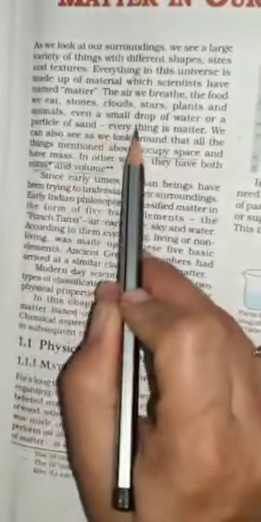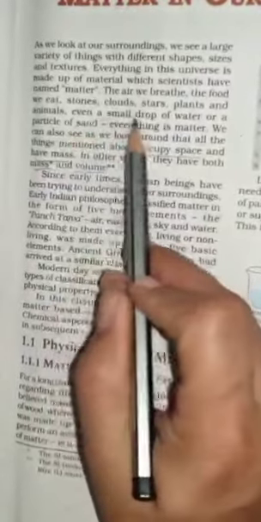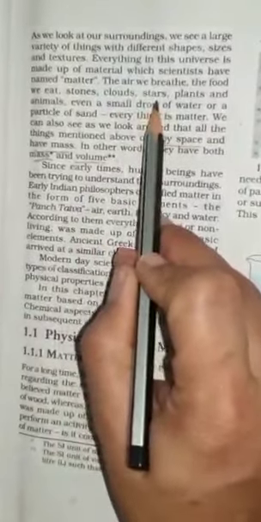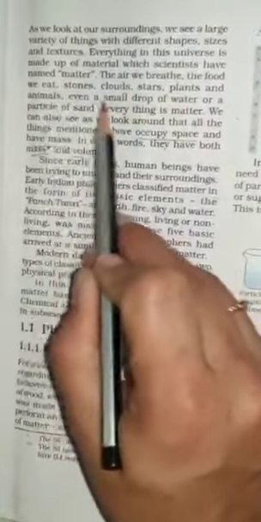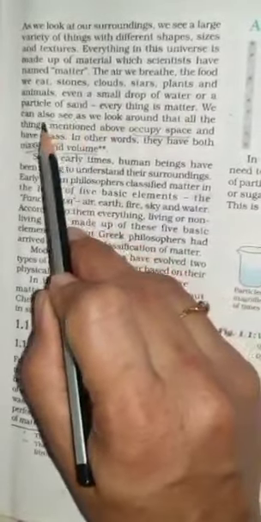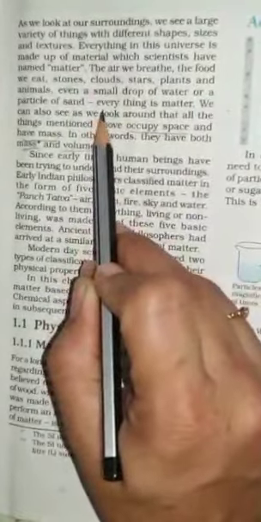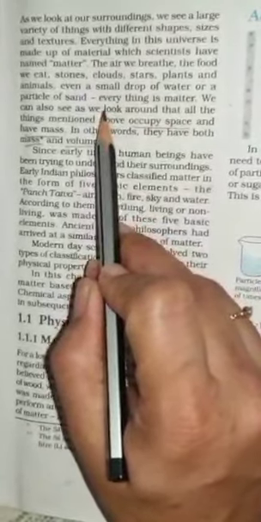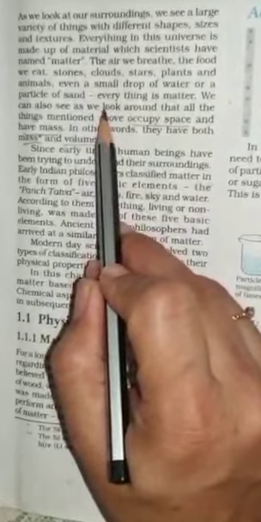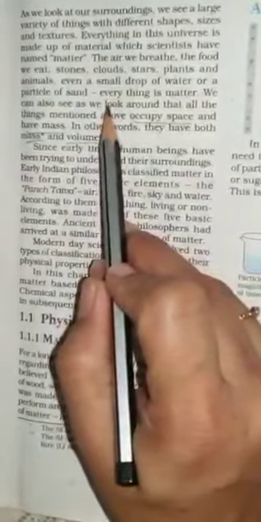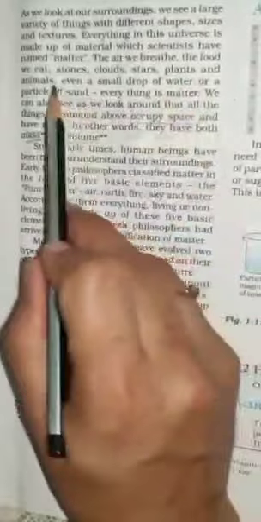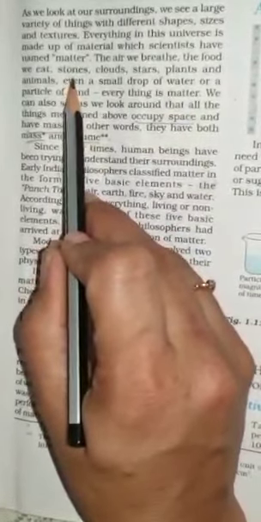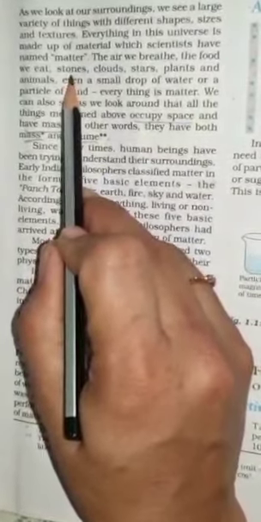Whatever things we come across around us, like stones, clouds, stars, plants, animals, even a small drop of water, or even a particle of sand, they all are examples of matter. So when you are holding the phone in your hand, when you feel the air around you, they are also examples of matter. Now, matter can be any substance which has got good amount of weight. So maybe the stones, they have got good weight, so you can say they are matter.